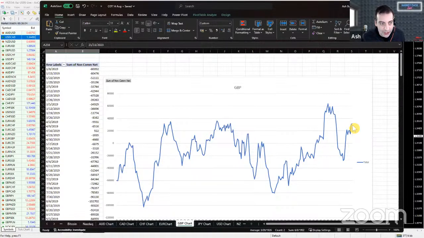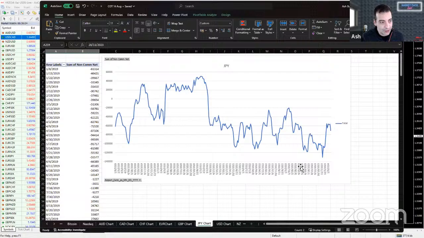Now, maybe the reason that we're starting to see a little bit of indecision with the pound is because of the Bank of England's rate decision this week. So that might be a little key to say, stay out of the way until that rate decision, and then let's see what happens. The yen is still selling off a little bit.